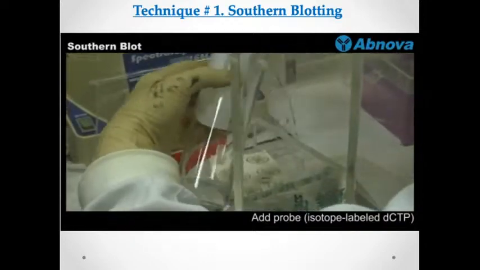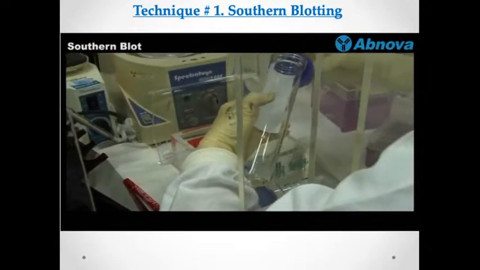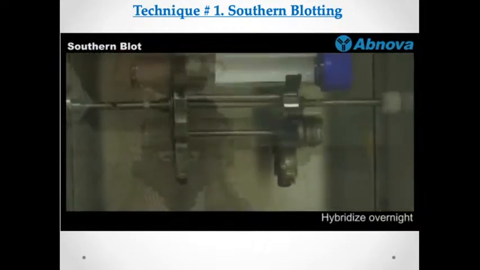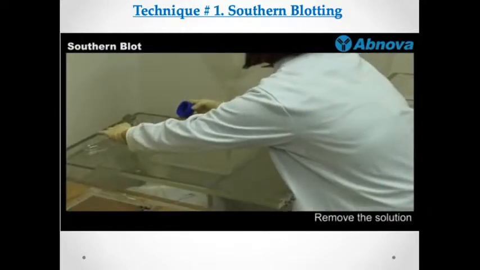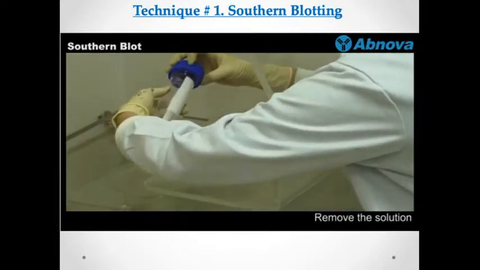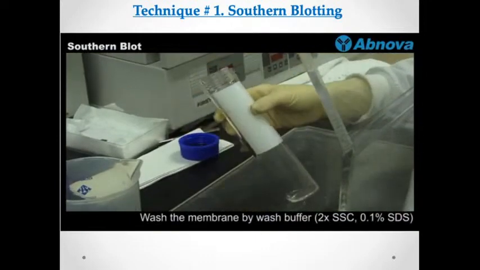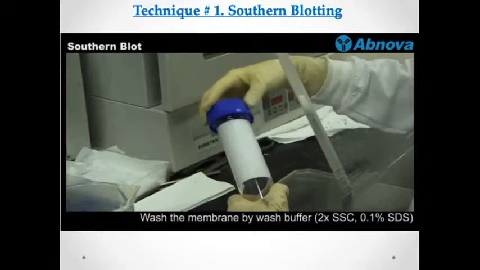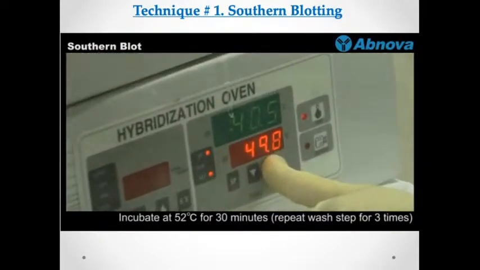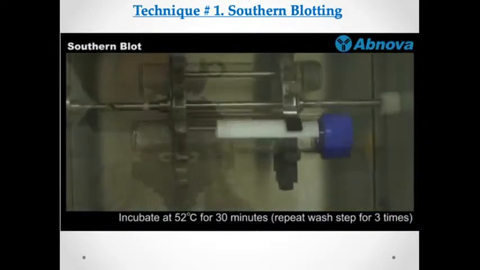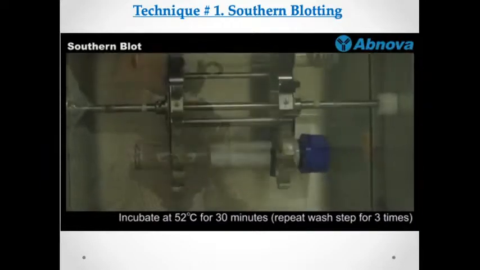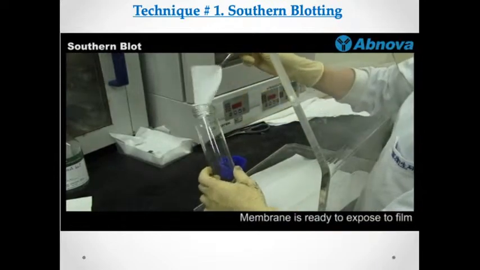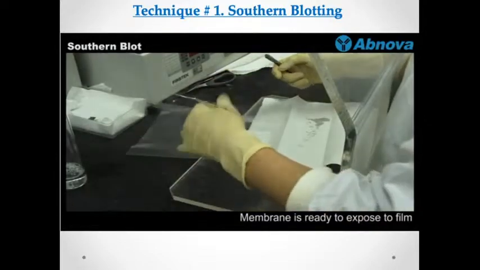So you add your probes, isotopic labeled. Then again, hybridize overnight. Now remove the solution. Wash the membrane with the wash buffer, 2x SSC with 0.1% SDS. So 52 degrees Celsius for 30 minutes, and we repeat this wash 3 times. So now the membrane is ready to expose after the hybridization.